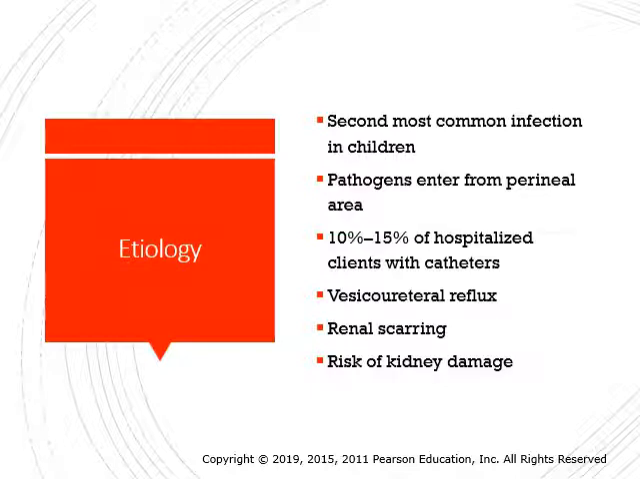All right, let's look at the causes. Etiology. Urinary tract infections are the second most common infection in children. And the reason for that is the pathogens enter from the perineal area. So sometimes when children are first learning toileting hygiene, that can be a challenge. Also, with females, it's important that they cleanse the area from the front of the body to the back, so anterior to posterior. And then 10 to 15 percent of hospitalized clients with catheters will develop a urinary tract infection.